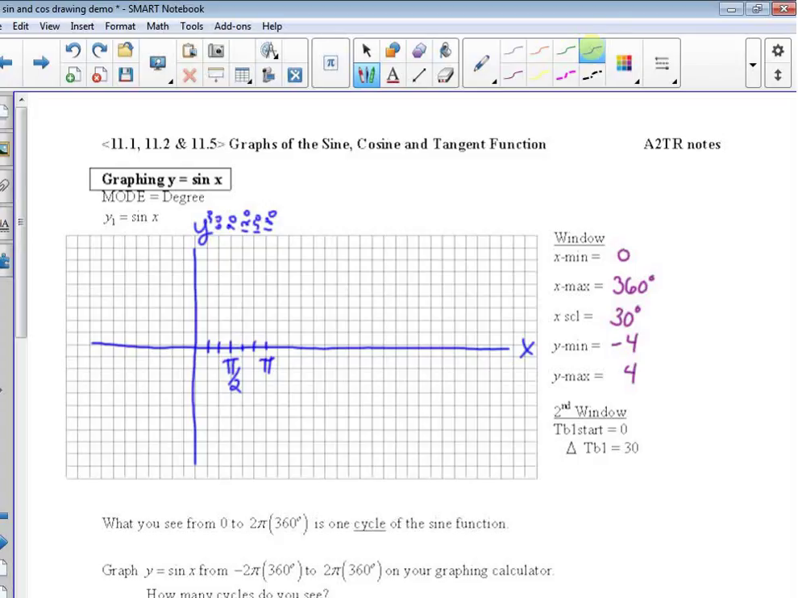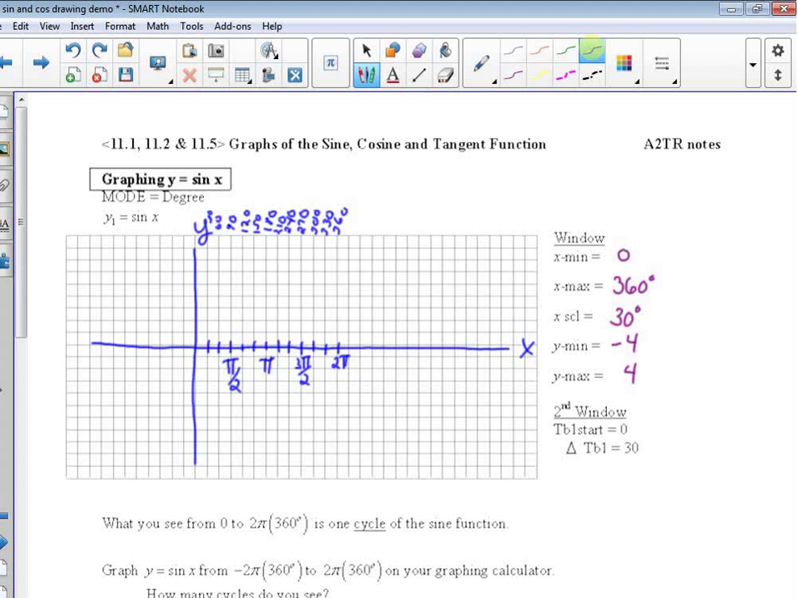And then we're going to go 210, 240, and 270. So the ninth mark is 3 pi over 2. And then 300, 330, and 360. So I skipped the 45, and that's okay. We usually go by 30s. So that's the x-axis, the way you want to mark it.